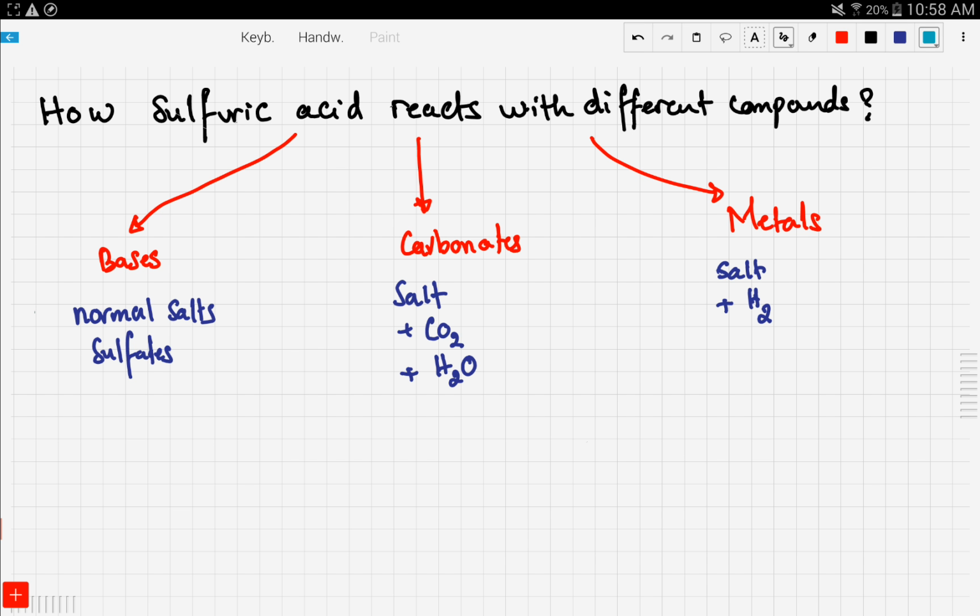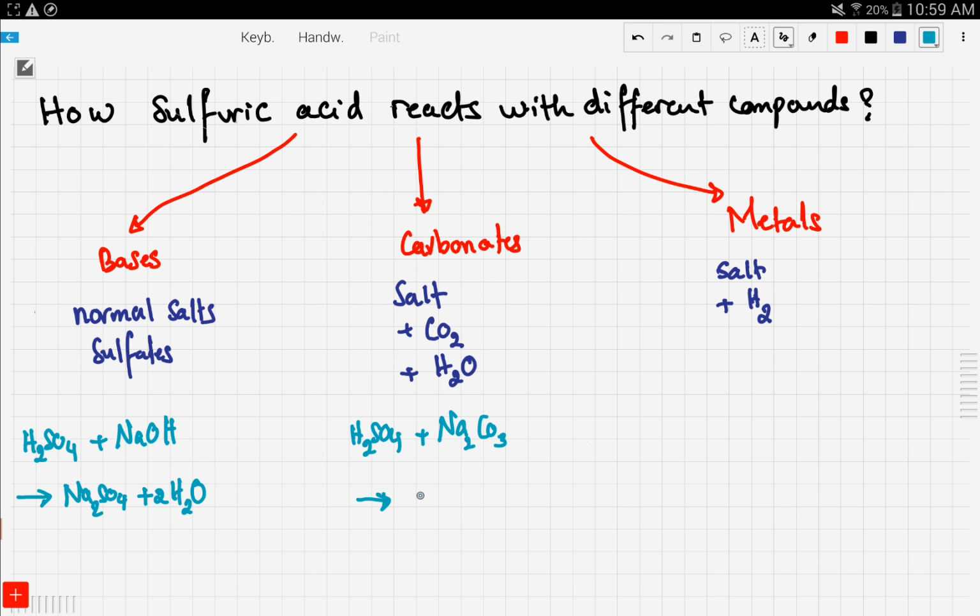Okay, when sulfuric acid reacts with sodium hydroxide, which is a base, it gives sodium sulfate plus water. Now, let's take a look at how sulfuric acid reacts with carbonates. Now, sulfuric acid reacting with sodium carbonate would give sodium sulfate plus carbon dioxide plus water. Now, let's move on to the reaction with metals.